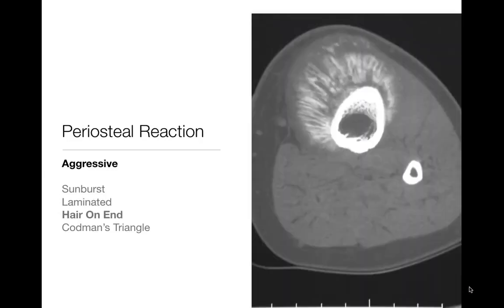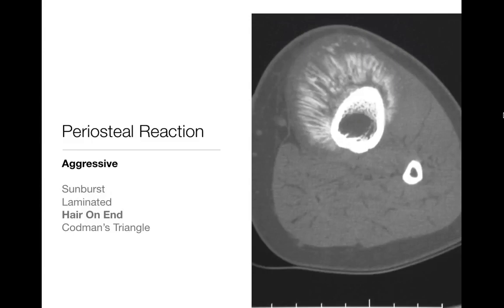Hair on end. I think hair on end and sunburst periosteal reaction really kind of look alike. Hair on end, most people describe as it's just sticking straight up and not really curving or radiating as much. I think that's a fine point. It doesn't really matter too much. Again, both are aggressive periosteal reactions, so don't waste too much time perseverating about is this sunburst or is this hair on end. Both really mean the same thing.